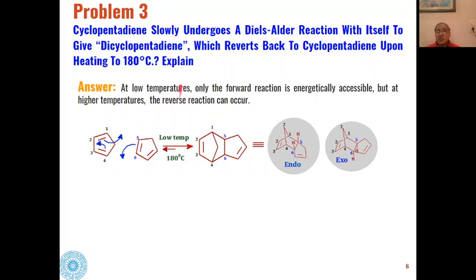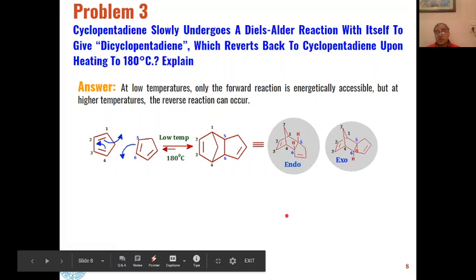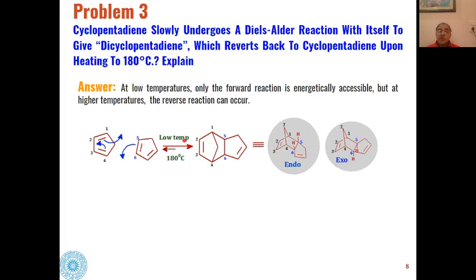Now at low temperature, as we know, only the forward reaction will take place, and we can have either the endo product or the exo product depending upon the transition states of the endo and exo products. If at that low temperature we can achieve only the activation energy which can lead to the formation of the endo product, then only the endo product will be formed. But if we can achieve the formation of exo as well, then a mixture of endo and exo will be formed.